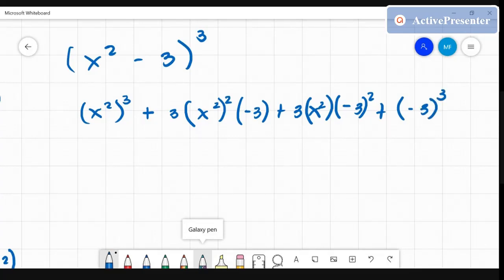Okay. Next, simplify. So x squared cubed is equal to x raised to the 6th power. Just multiply the exponent because it is power by power. Plus, so we have 3 times x squared, which is x raised to the 4th power. So we have 3 times negative 3 is equal to negative 9x to the 4th power. Then, negative 3 squared is equal to 9. 9 times 3 is positive 27x squared. The cube of negative 3 is negative 27. Therefore, this will be our final answer for this number.